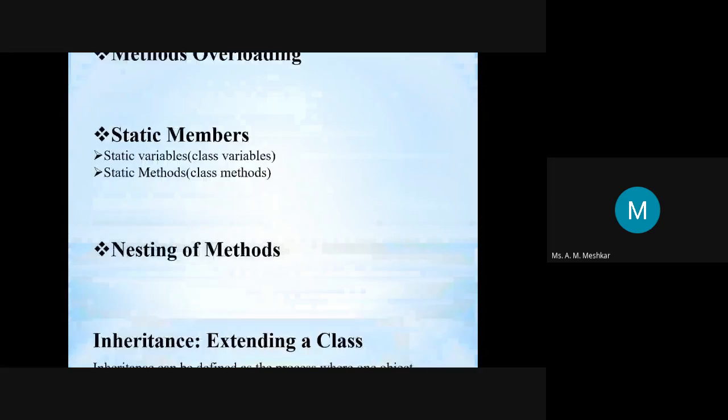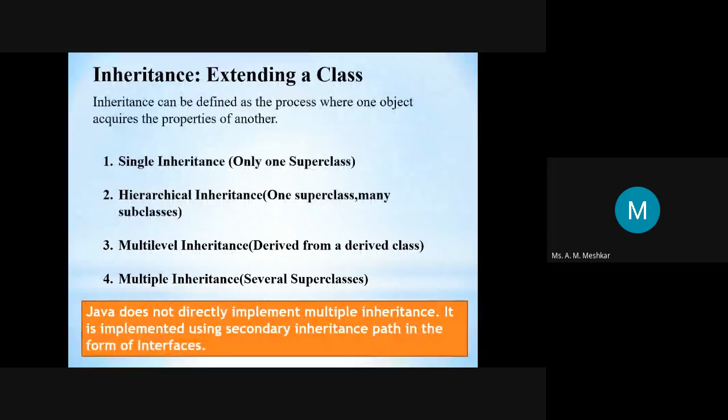Now let us start with inheritance. As you are familiar with the concept of inheritance, we have already studied it in C++. The same concept is there in Java also. Inheritance helps to implement the reusability of the code. Inheritance saves a lot of time while developing the code. So basically deriving a new class from the existing one, this mechanism is known as inheritance. It is the process where one object will acquire the properties of an object from another class.